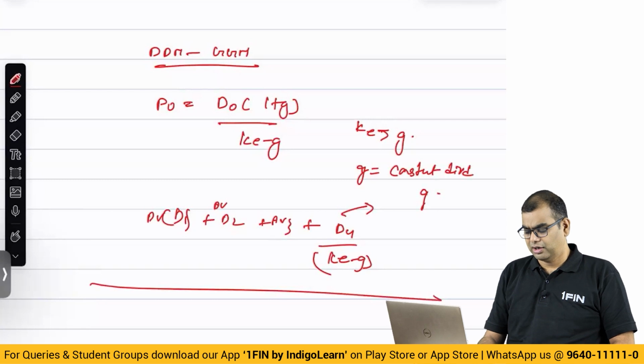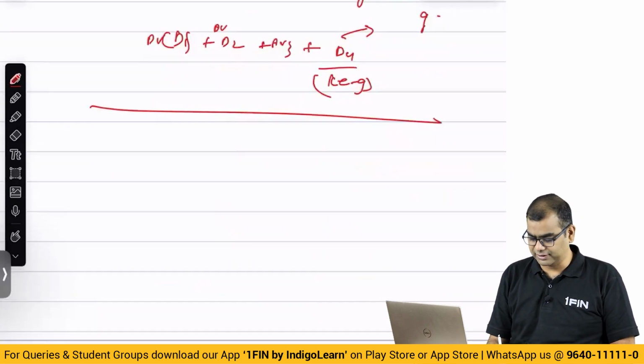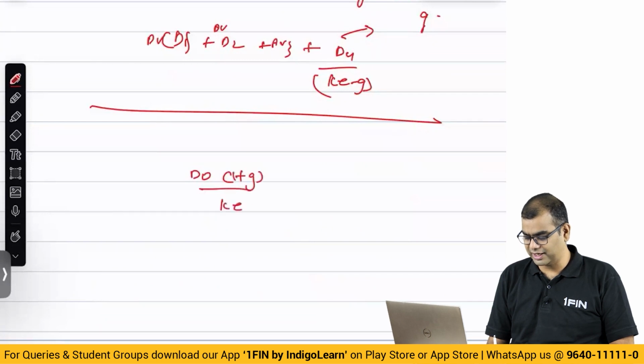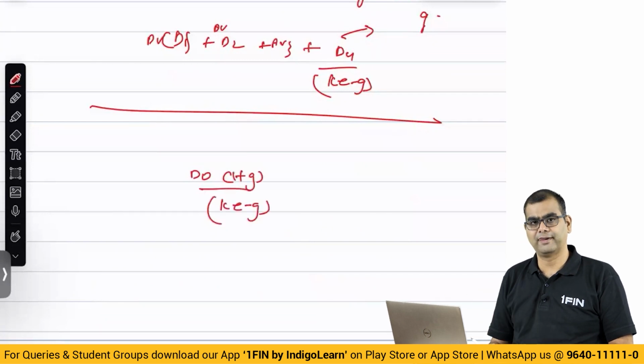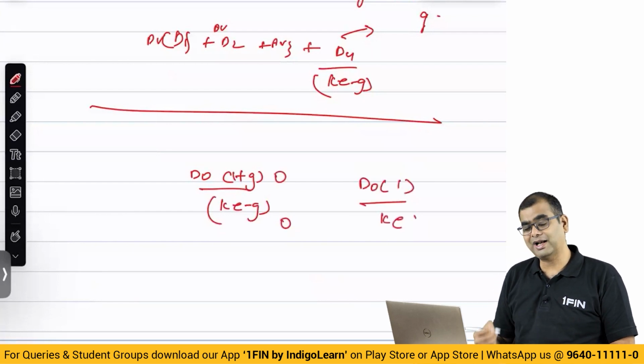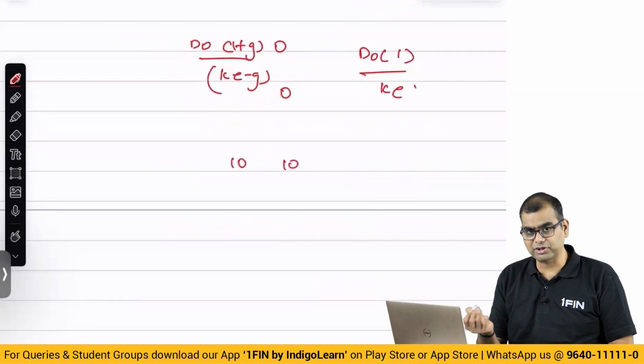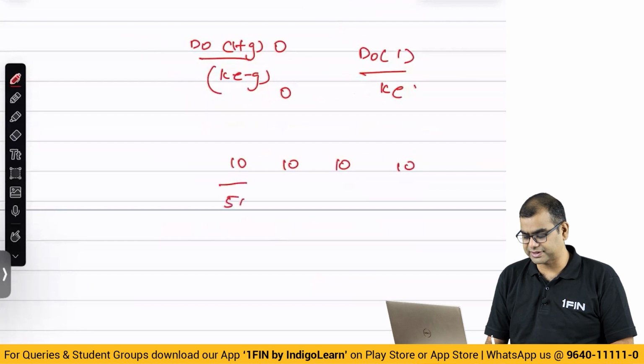Now let us say the growth is not there. In the same formula, D0 into (1 plus g) by (KE minus g), assume for a moment there is no growth. What is the value of growth here? 0, right? So D0 into 1 by KE. So what will happen to the formula? If today's dividend is 10 and next year's dividend is also 10, because there is no growth, and the year after is also 10, the cost of equity, let us say, is 5%.